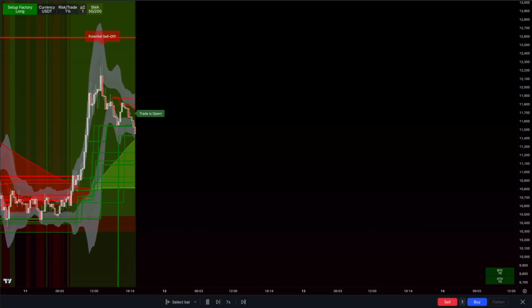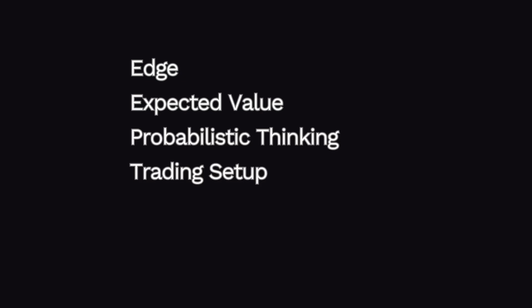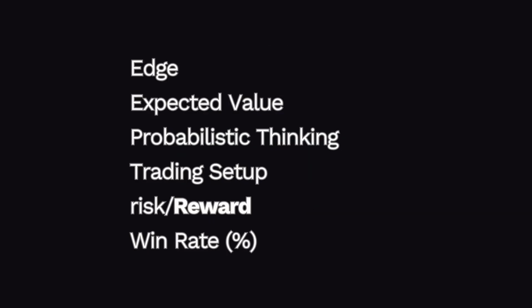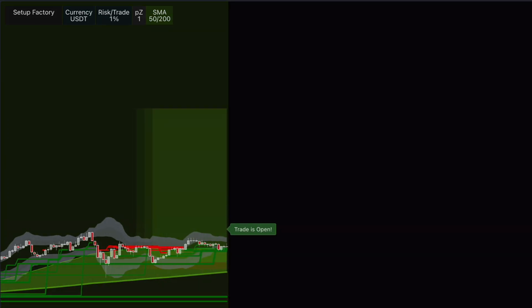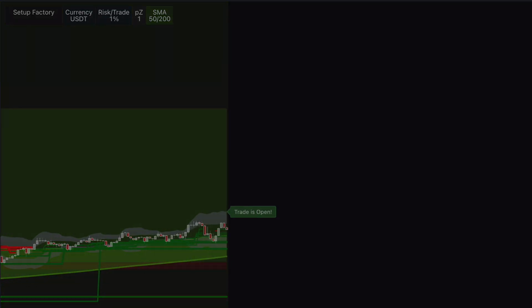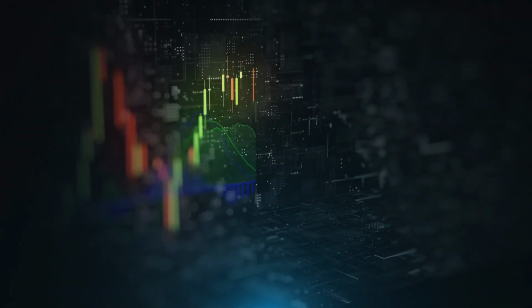If you're not familiar with terms like edge, expected value, probabilistic thinking, trading setups, risk to reward, or win rate, this tool may not be for you. However, if you already have an edge and the consistency to succeed in trading, this tool will take your game to the next level. Now, let's dive into the details.